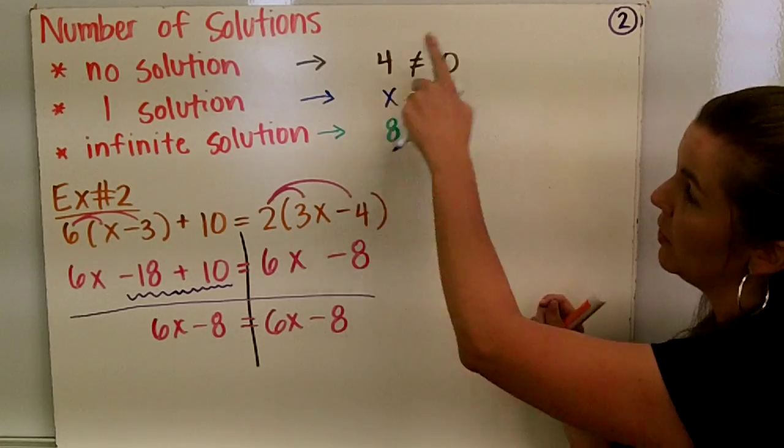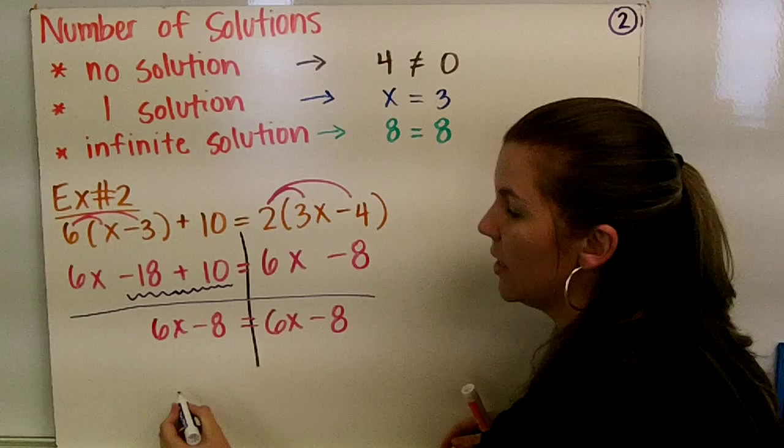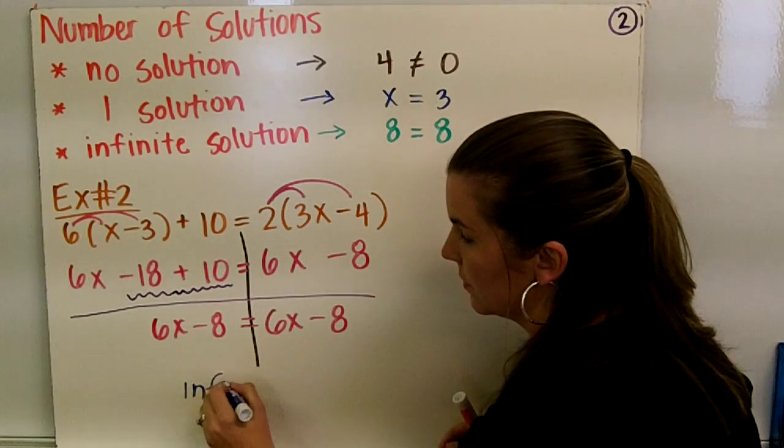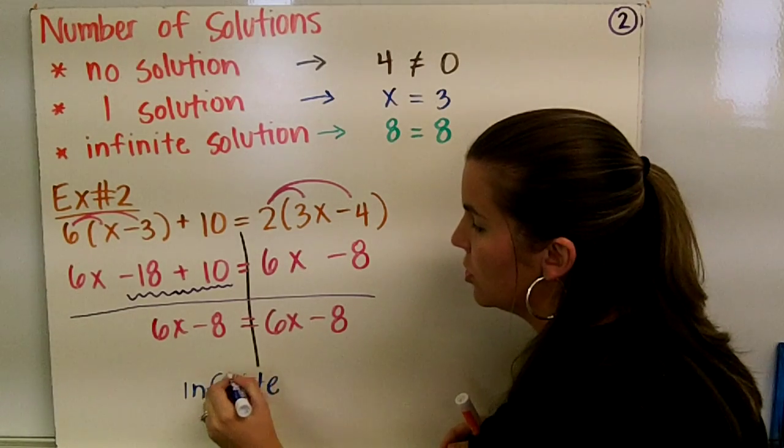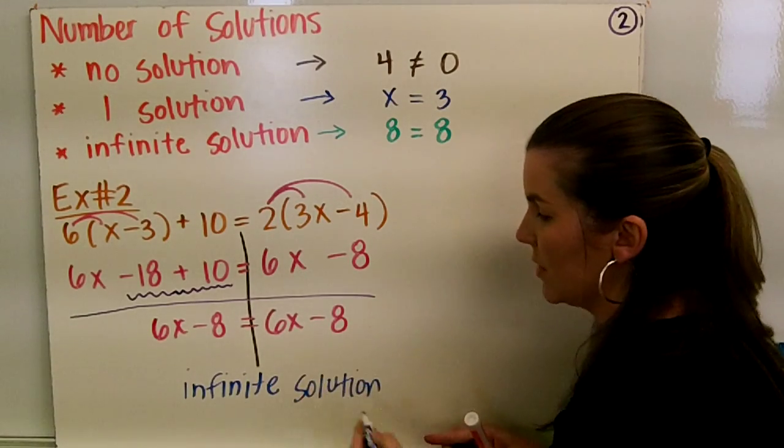And in this previous section, I said if they are exactly the same, then we can say there are an infinite number of solutions. No matter what number you choose for x, it's going to make the equation true on both sides.